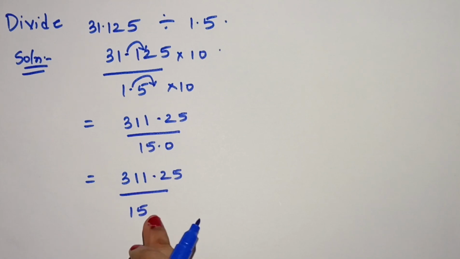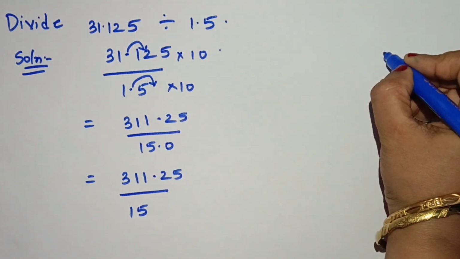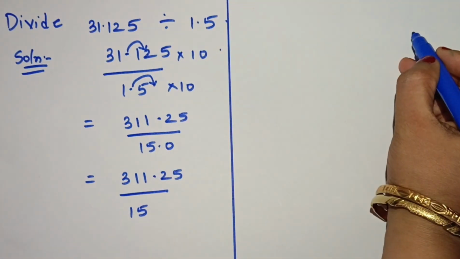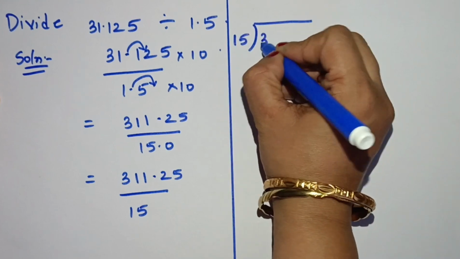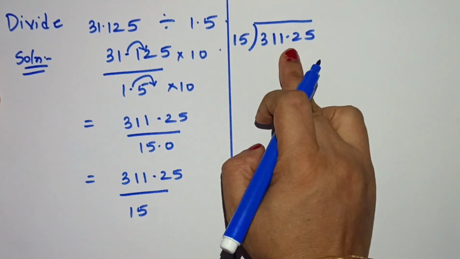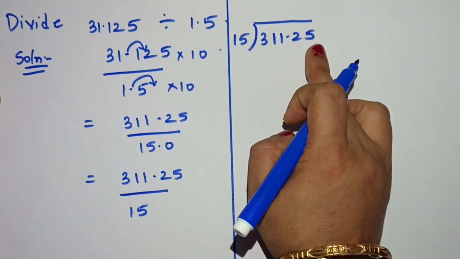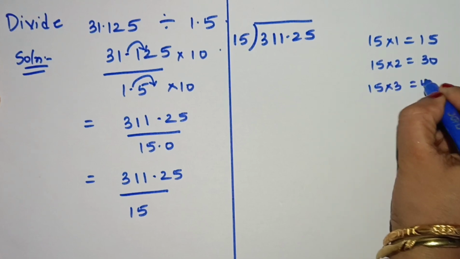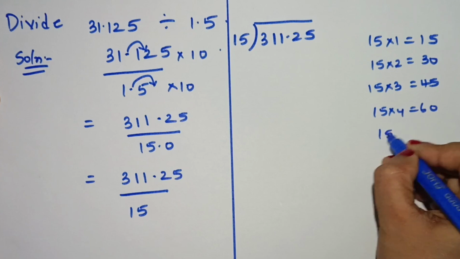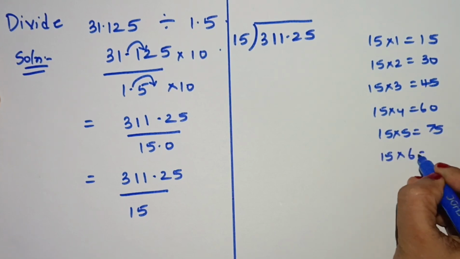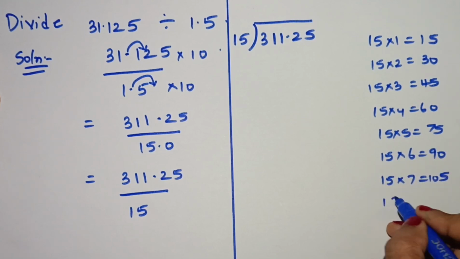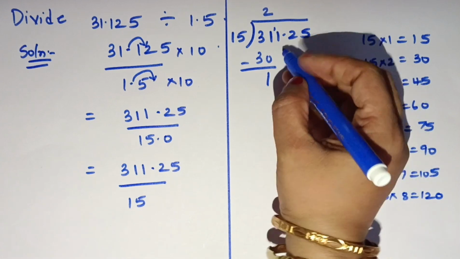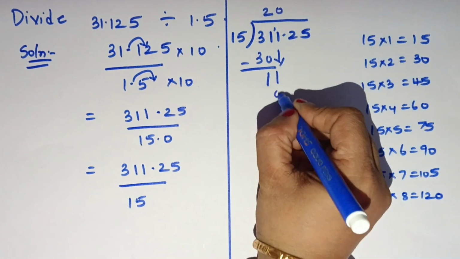Now I hope you know how to divide. In case you don't know division, just write down the 15 table over here. 311.25, 15 is the divisor. 311 is the whole number, 0.25 is the fractional part. So we'll write the 15 table. 15 ones are 15, 15 twos are 30, 15 threes are 45, 15 fours are 60, 15 fives are 75, 15 sixes are 90, 15 sevens are 105, 15 eights are 120 and so on. Now 15 twos are 30. Shift this 1 over here. Now 15 zeros are 0, so 1, 1.